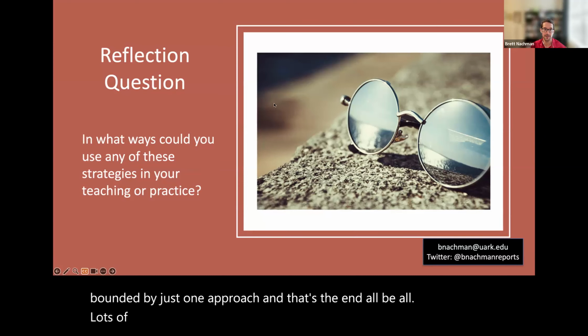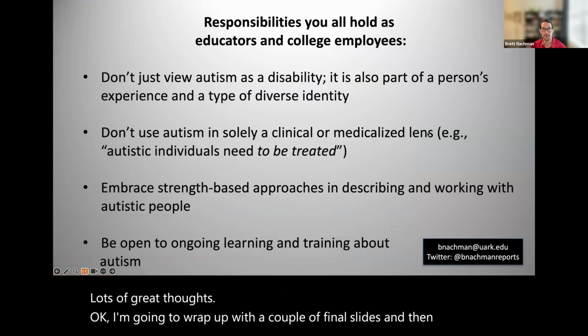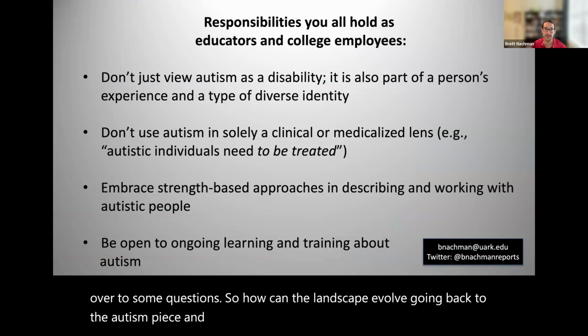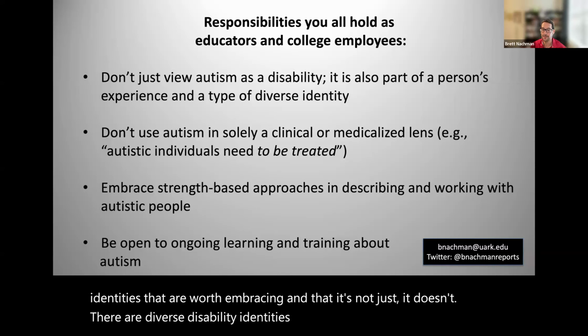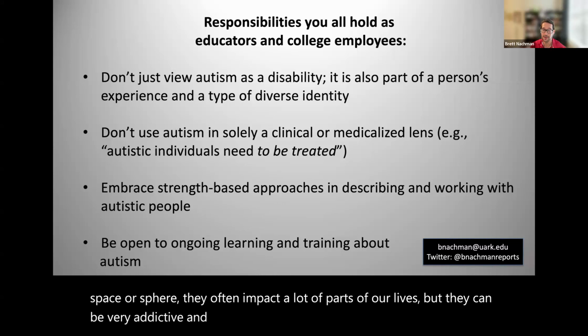Lots of great thoughts. Okay, I'm going to wrap up with a couple of final slides and then we'll shift over to some questions. So how can the landscape evolve? Going back to the autism and disability piece, we recognize that these are identities worth embracing. Our diverse disability identities are often not relegated to one space or sphere; they impact a lot of parts of our lives, but they can be very additive and informative.